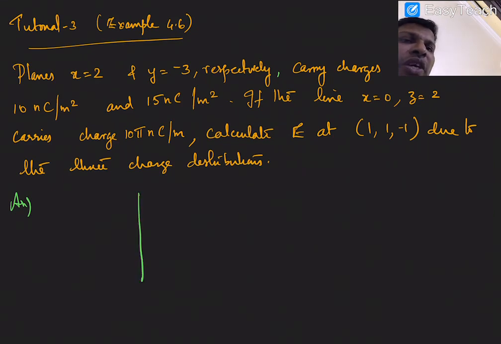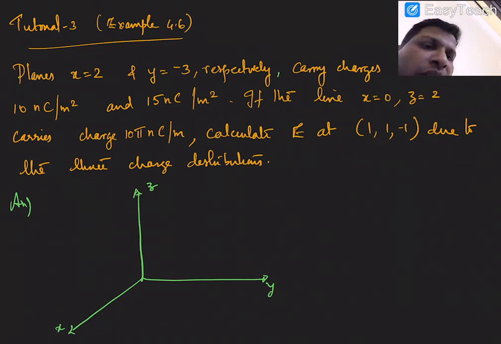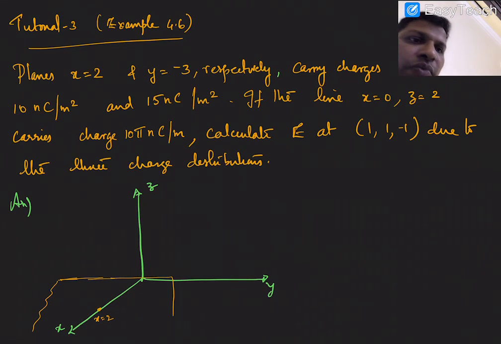So first we will see what the picture is. This is your x-axis, this is your y-axis, this is your z-axis. Now let's see, x equal to 2 is a plane. That means at x equal to 2 you can have a plane, and this is a very big plane. So this is a big plane which is at x equal to 2, and there is another plane which is at y equal to minus 3.